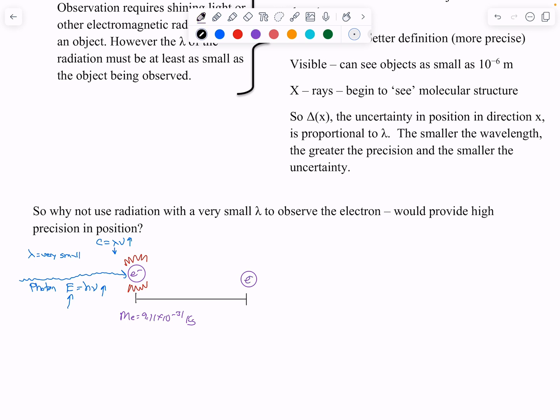This is now delta x. Right? And there is a transfer of momentum. All right? So the problem we have is small wavelength equals large frequency equals large energy. All right. So there's a transfer of momentum and there's a change in position, right?